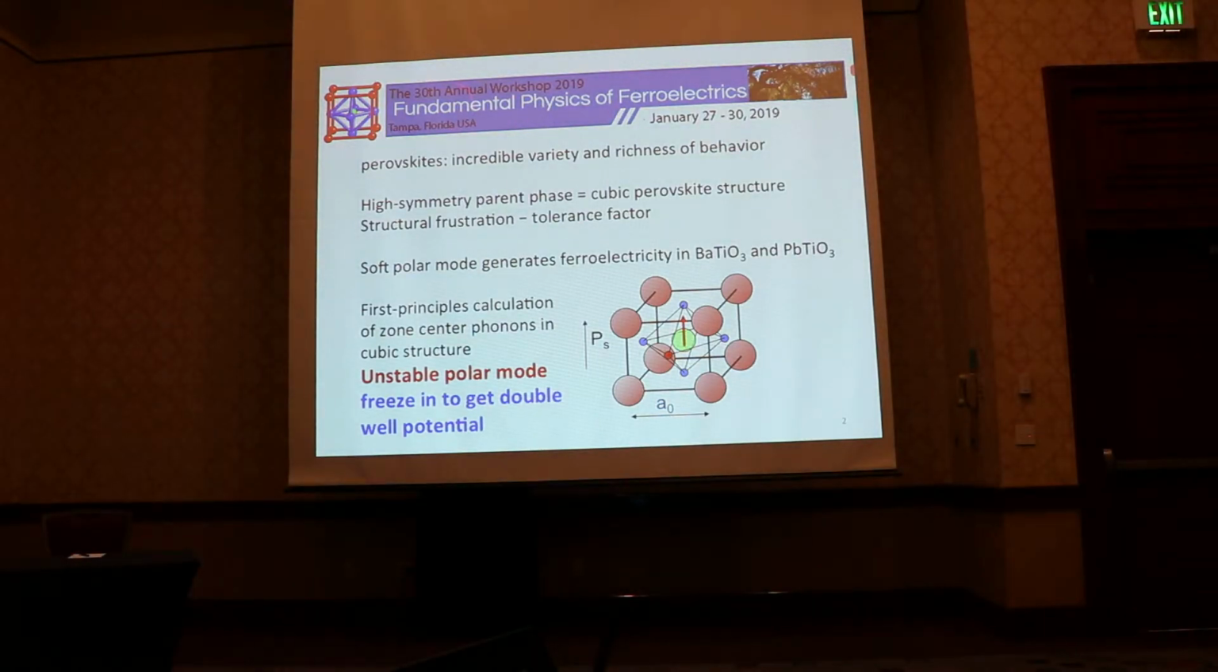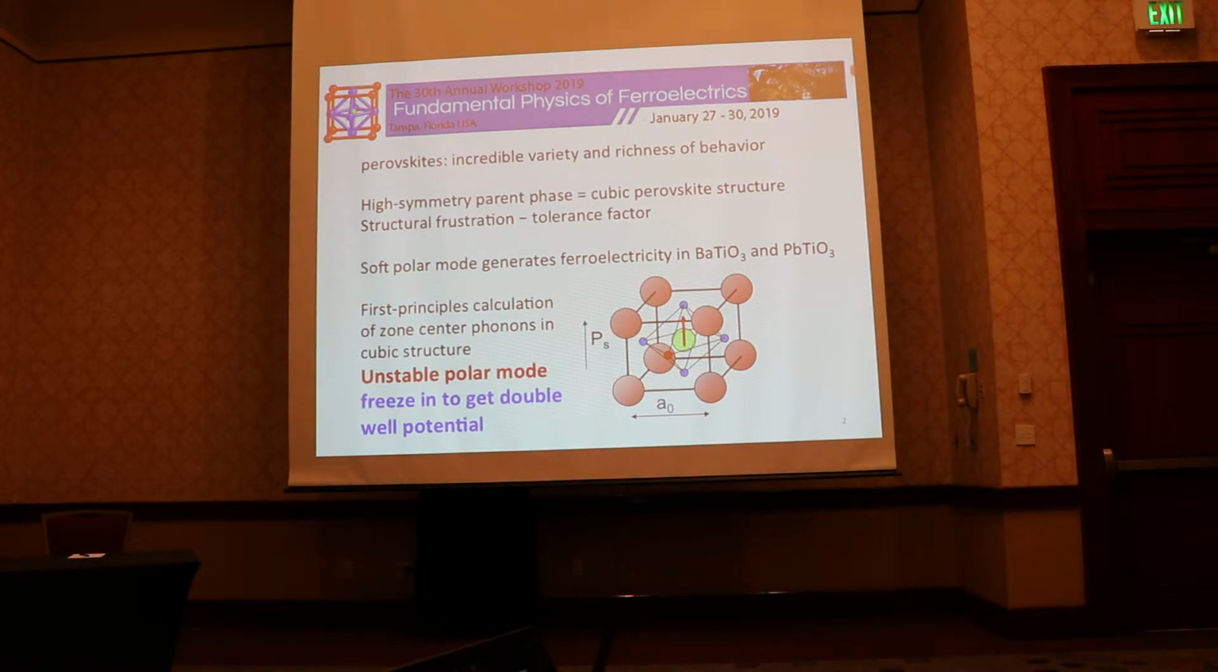So as Ron said, this is the 30th workshop on the fundamental physics of ferroelectrics. Back in the early 90s, we were talking about perovskites, and we're still talking about perovskites because they are so interesting and exhibit such incredible variety and richness of behavior. We have as our high symmetry parent phase the cubic perovskite structure. It has inherent structural frustration expressed by the tolerance factor, and one of the ways of relieving it is through an unstable polar mode, shown here, that is responsible for generating ferroelectricity in barium titanate and lead titanate.